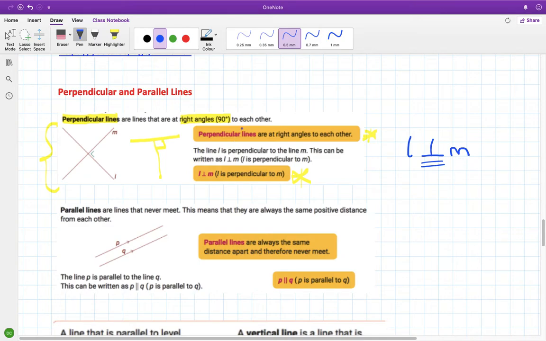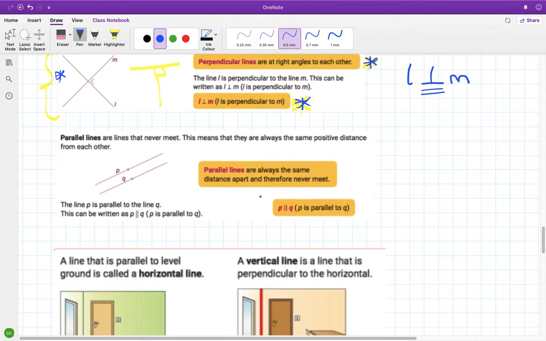So for your notes, you would want a little heading, perpendicular lines. You want to write down perpendicular lines are at right angles to each other. I would draw two perpendicular lines and then take note of the symbol for perpendicular lines.